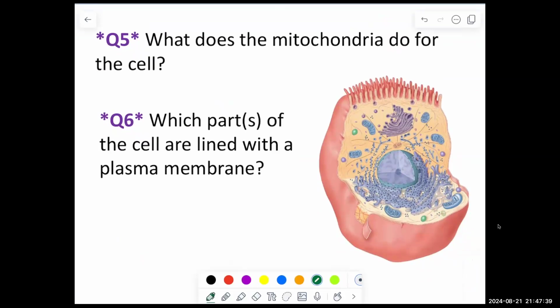So what are you going to tell me? What does the mitochondria do? Creates ATP. ATP is the energy source for the cell. Which parts of the cell are lined with the plasma membrane? Say it again. So in this case, we need to understand what a plasma membrane is. So yes, a plasma membrane does have the glycoproteins, all that stuff. So what parts of the cell have a plasma membrane around them is what this is asking.